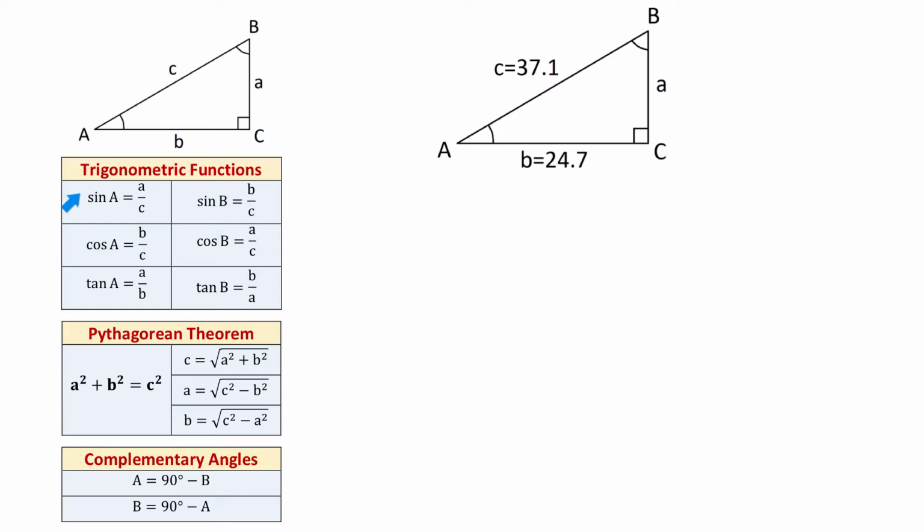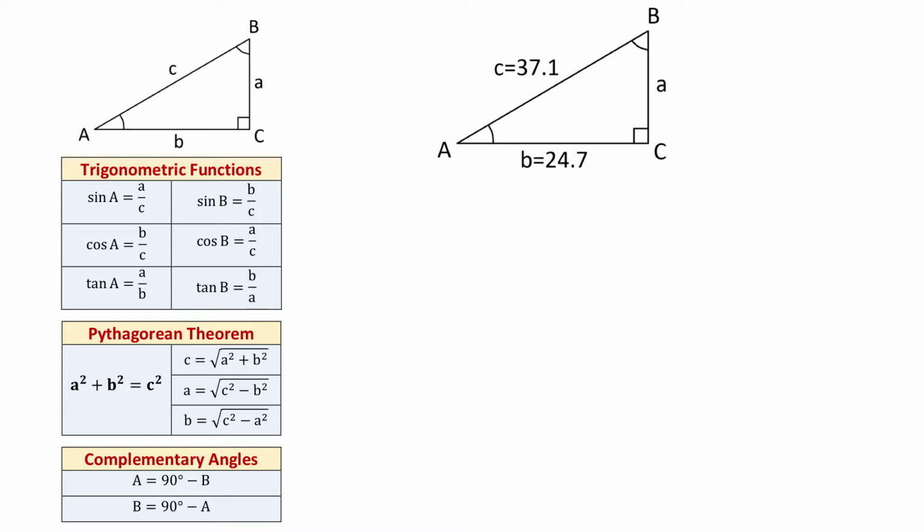Below we have the sine, cosine, and tangent of angle A, and sine, cosine, and tangent of angle B. Sine of angle A is the opposite side A divided by hypotenuse C. Cosine of angle A is the adjacent side B divided by hypotenuse C, and tangent of angle A is the opposite side A divided by the adjacent side B.